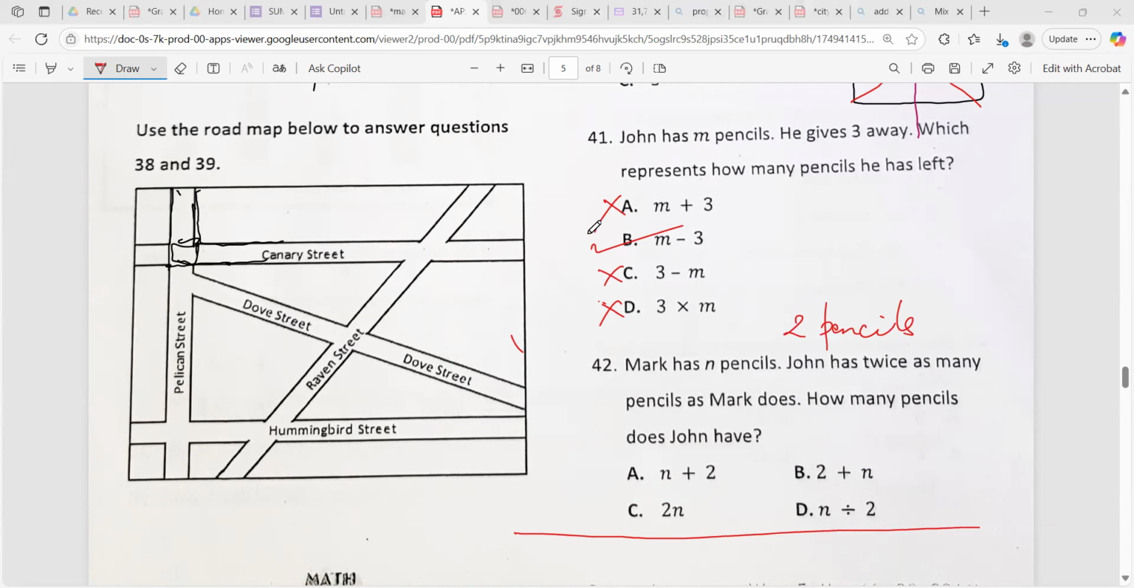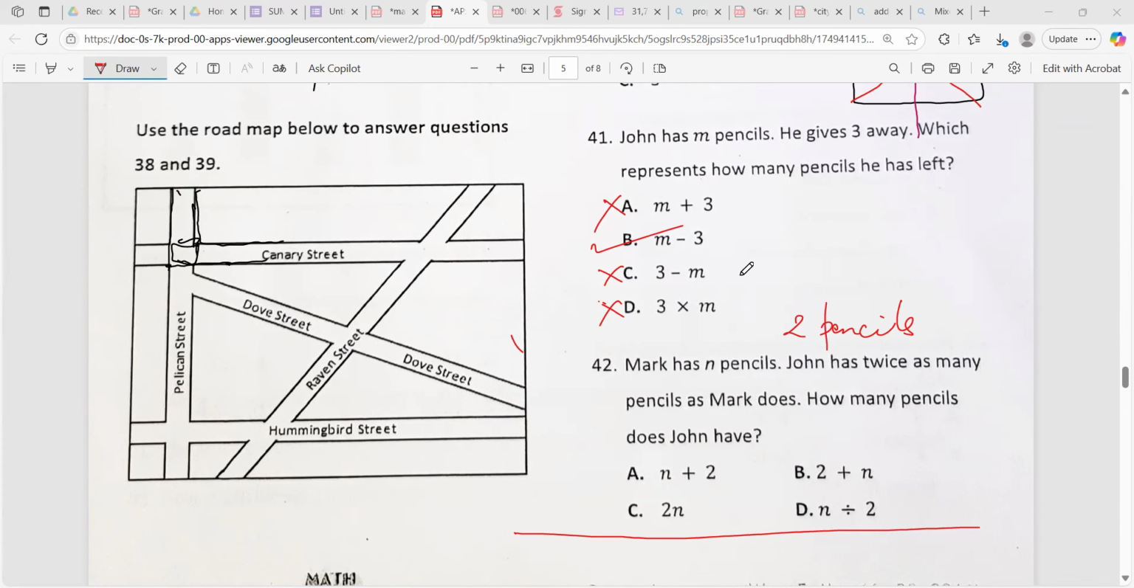So I forgot to bring down my hand after I finished answering the question. Okay, Carissa, go ahead. What if Mark had 2 pencils? Could A work? No, sir. Why? Because if Mark has 2 pencils, it would still be 2n.